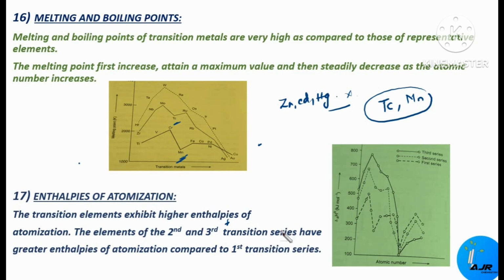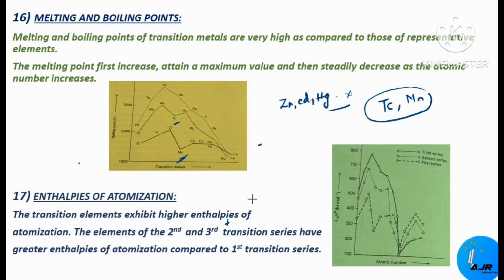What's the reason? The higher values of enthalpy of atomization of the transition elements may be attributed to the presence of a large number of unpaired electrons. So in most of the cases, we are explaining in terms of unpaired electrons. Due to the presence of a large number of unpaired electrons in their atoms, they possess strong interatomic interaction, due to which they have strong bonding between atoms and hence higher values of enthalpies of atomization.